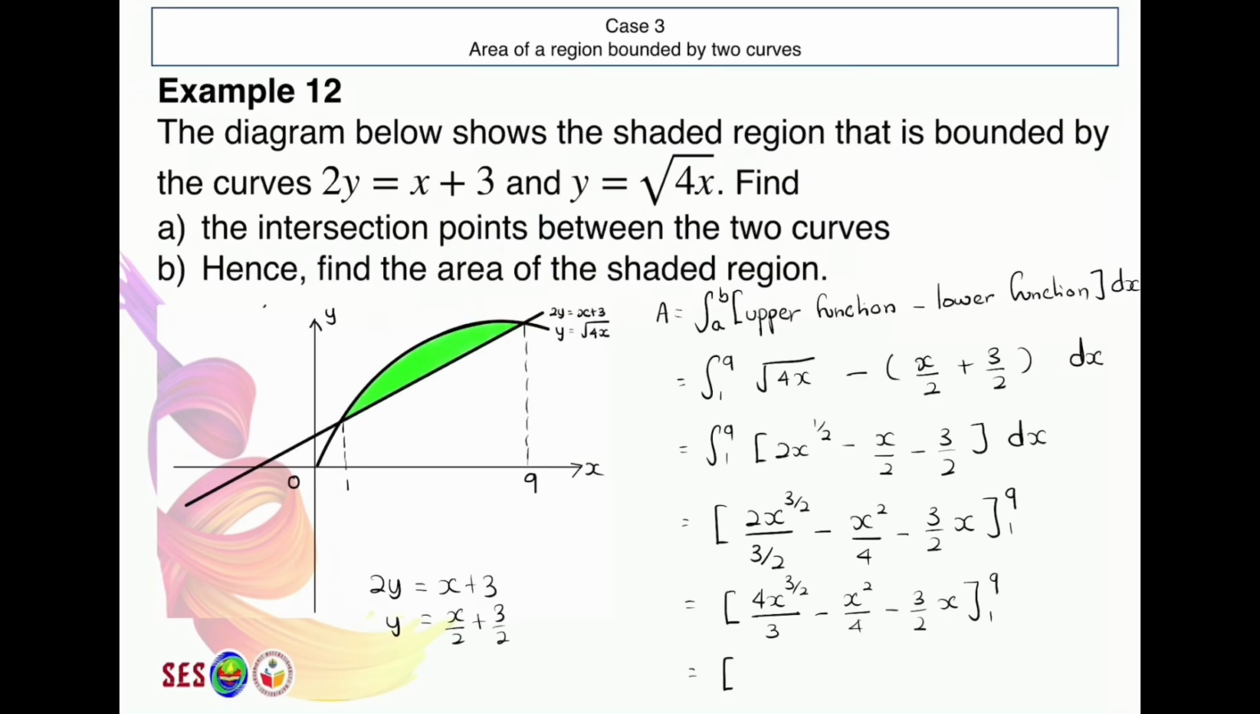So the first bracket gives you 9 over 4, minus the second bracket. The second bracket gives you 5 over 12. Minus means minus, so we add them together, and it becomes 8 over 3 units squared. So this will be the area of the shaded region.